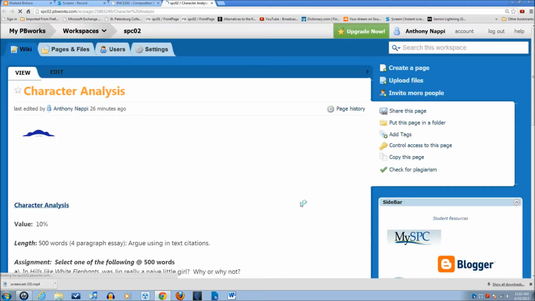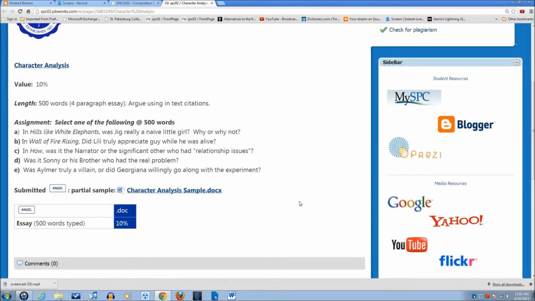All right, let's look at the character analysis. This is what you're going to do. Pick one of the following. Was Jig really naive? Did Lily truly appreciate Guy while he was alive? Was it the narrator who's the female or the significant other who's the man who had relationship issues? In Sunny, was it Sunny or his brother who had the real problem? Was it Aylmer truly a villain, or did Georgiana willingly go along with her own death in The Birthmark?